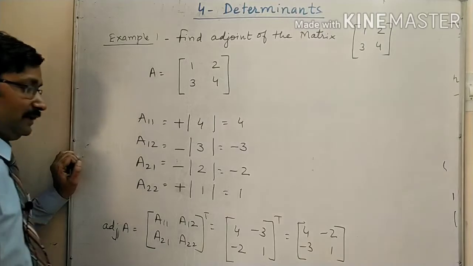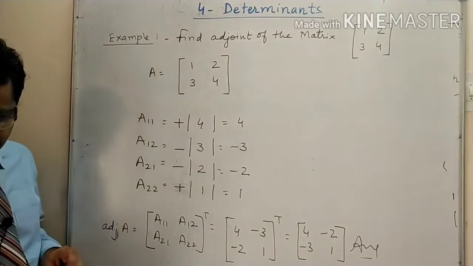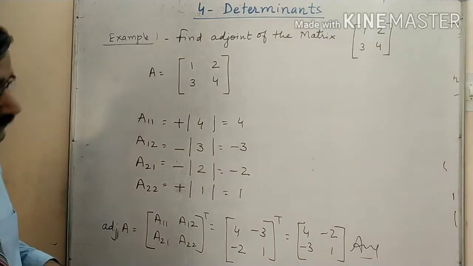That is the answer, the final answer. This is the adjoint A. This is the adjoint A, final answer. So I hope you understand this solution. This is very simple. Look here, we can do it again.